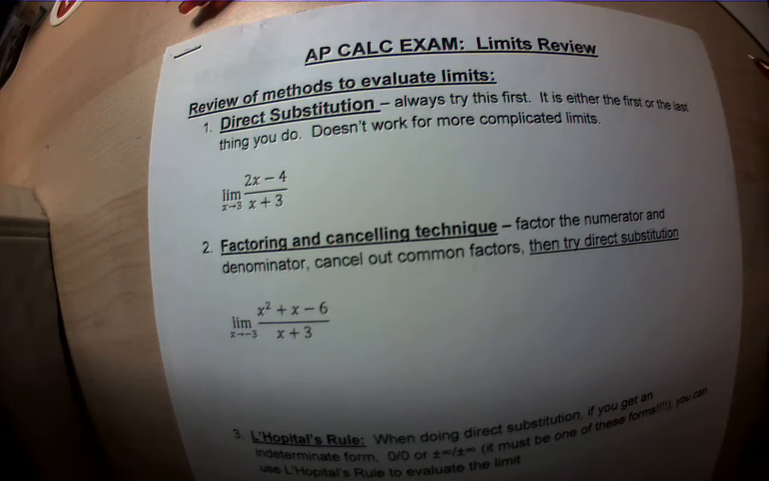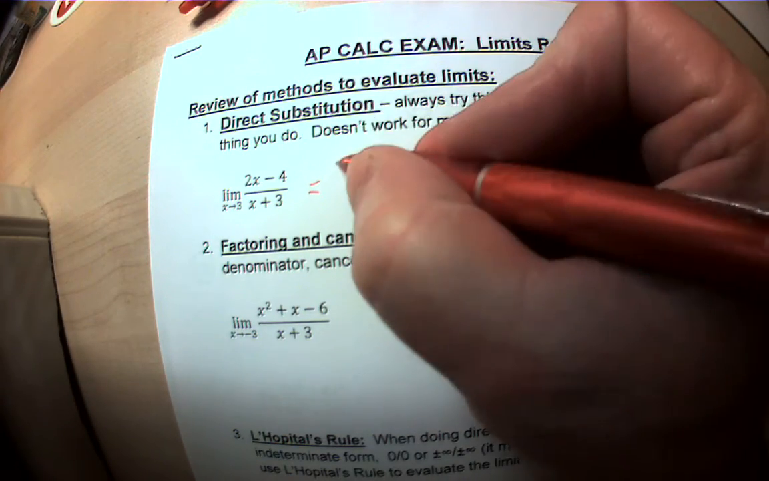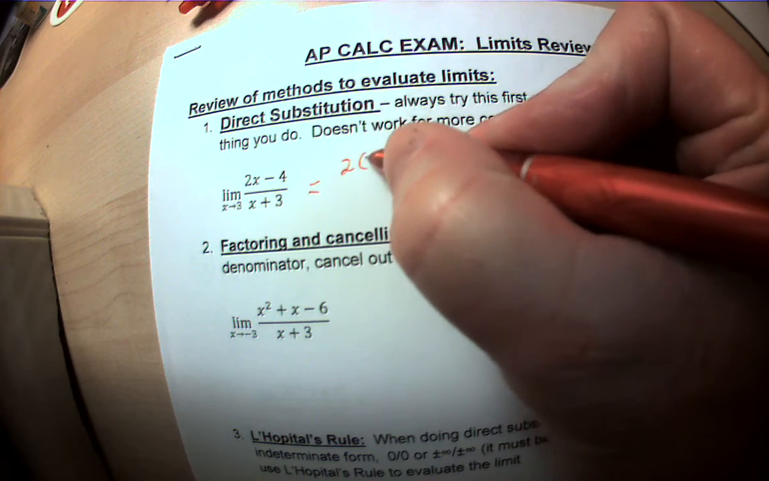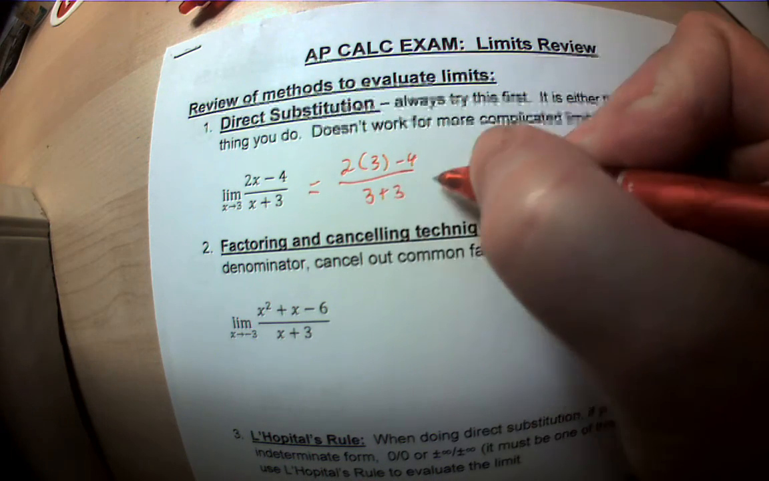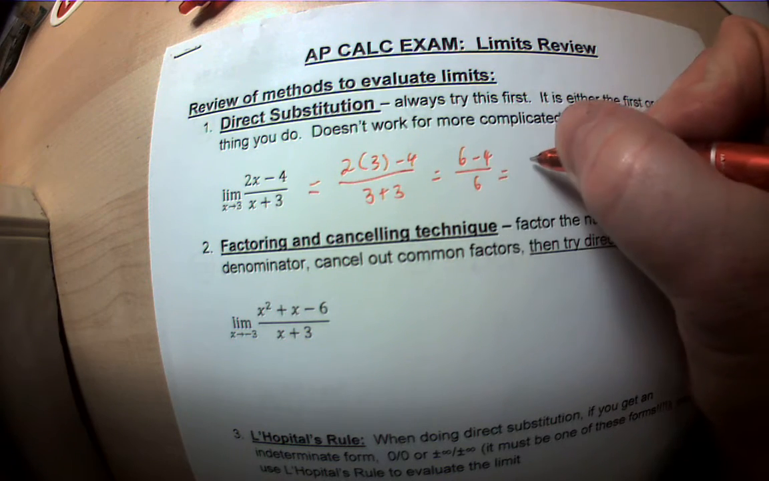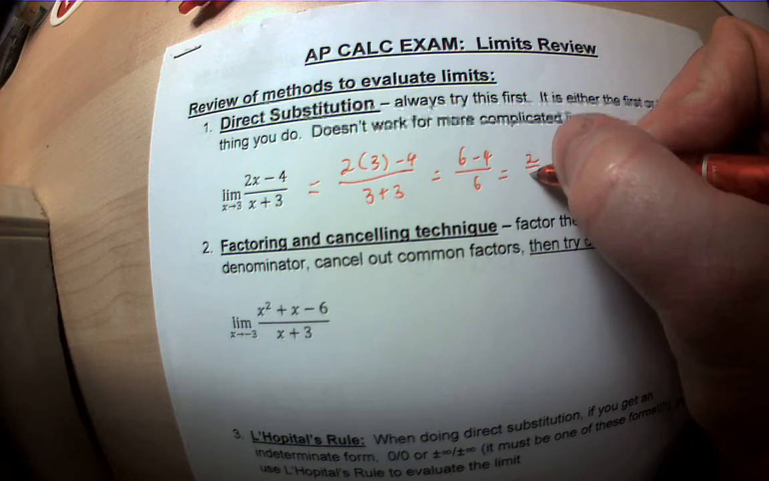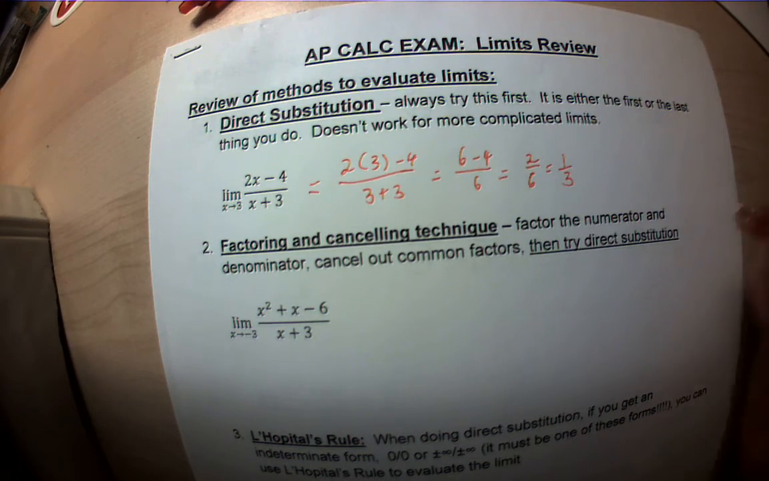Okay, guys, let's talk a little bit about limits. If you remember, our first line of defense is direct substitution. If it works, it's definitely what you should try. Actually, it's the first thing you should always try. So if I do 2 times 3 minus 4 over 3 plus 3, I get 6 minus 4 over 6, which is 2/6, which is 1/3. Yay. Direct substitution works. You are done.